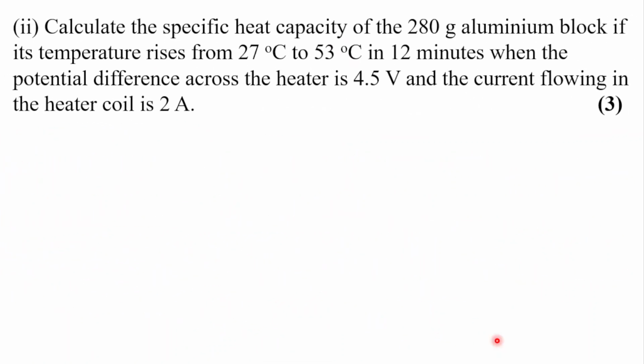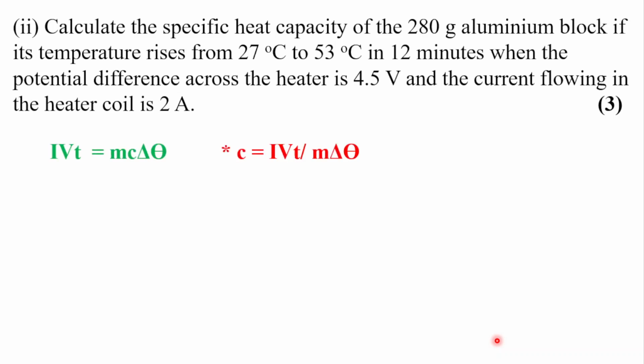This is part 2. Calculate the specific capacity of a 280 grams aluminum block if temperature rises from 27 degrees Celsius to 53 degrees Celsius in 12 minutes when the potential difference across the heater is 4.5 volts and the current flowing in the heater coil is 2 amperes. That's a lot of information. But anyhow, let's break it down piece by piece. That's most important. 3 marks. Nice 3 marks. This is sweet.